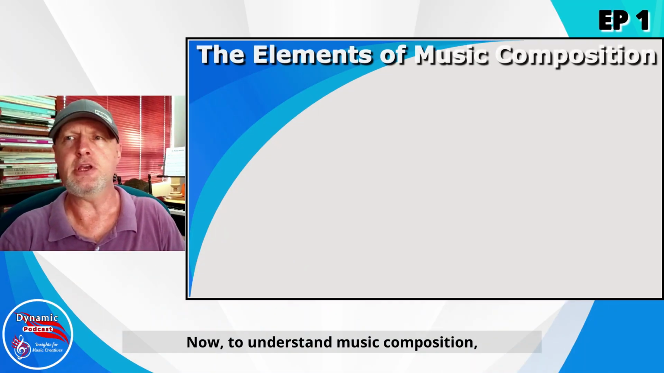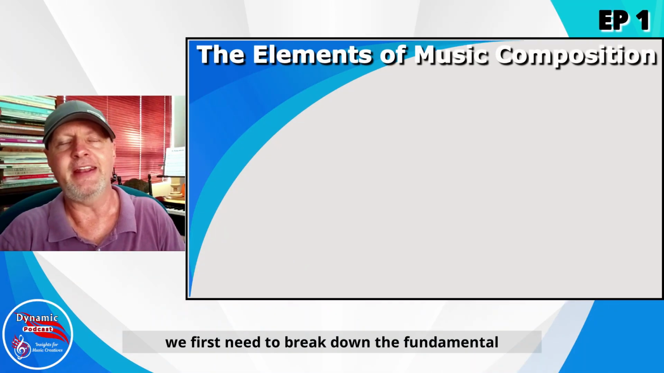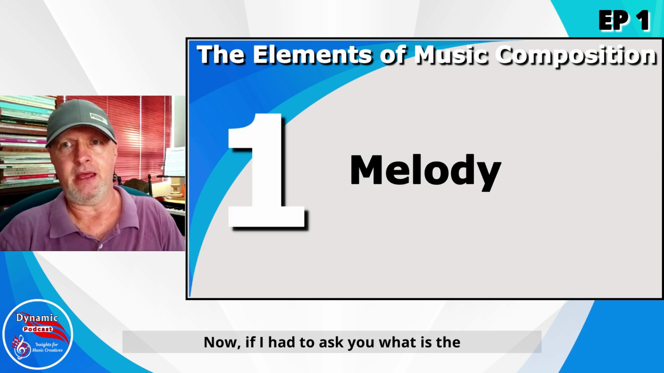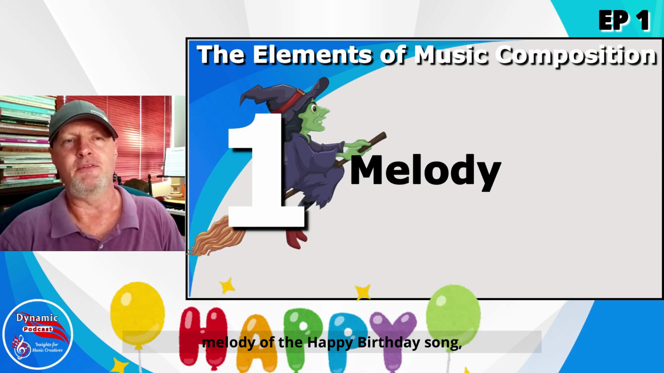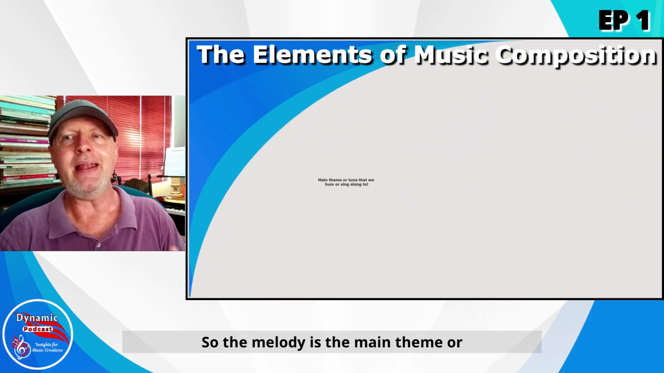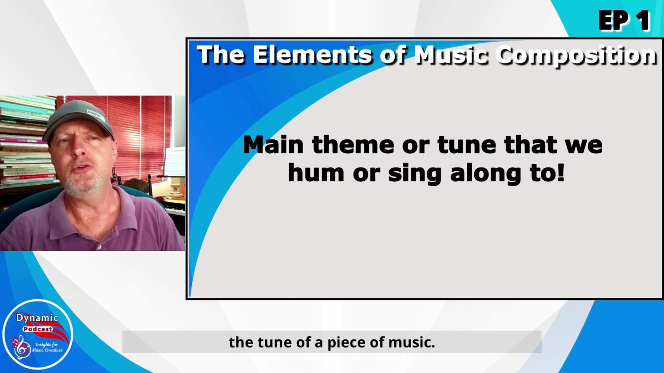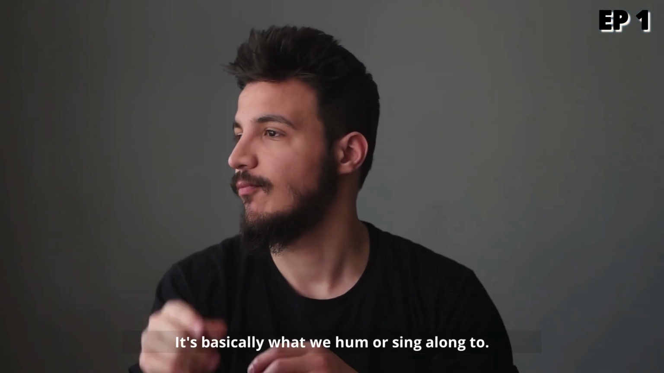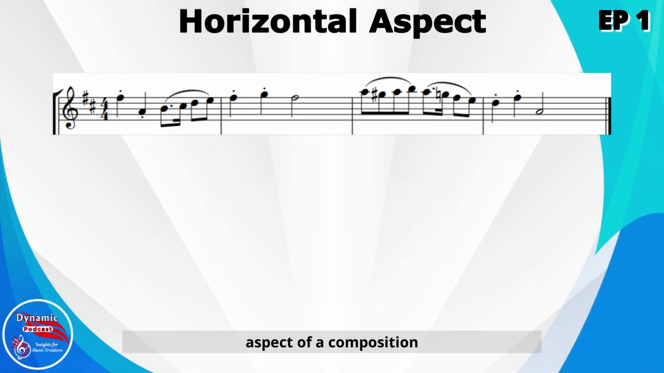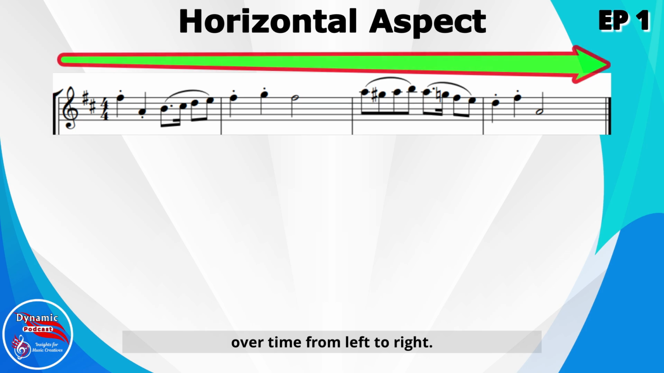Now, to understand music composition, we first need to break down the fundamental elements that make up music. Composition element number one is melody. Now, if I had to ask you what is the melody of the Happy Birthday song or the Harry Potter theme, hopefully you all should know. So the melody is the main theme or the tune of a piece of music. It's basically what we hum or sing along to. The melody is also the horizontal aspect of a composition which pertains to the flow and development of musical lines over time from left to right.